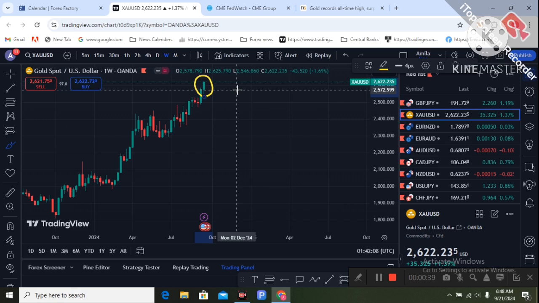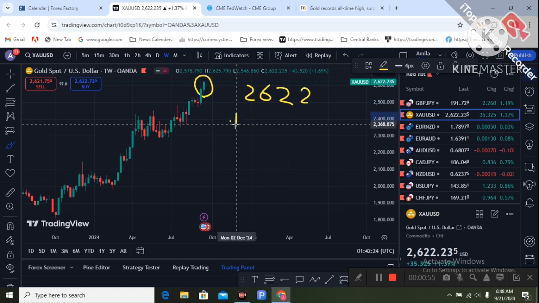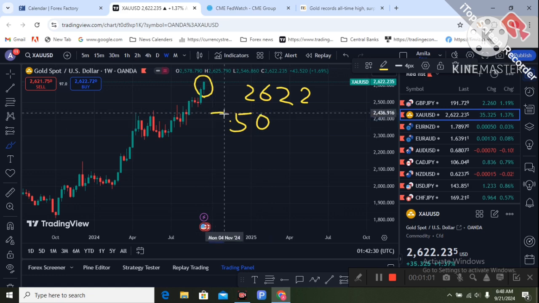You can see 2572 is the last week's start price, and the closing price is 2622. That's a $50 price increase, a push to the upside in the gold price, with the bias strong and under control. That's the $50 increase to the gold price last week.